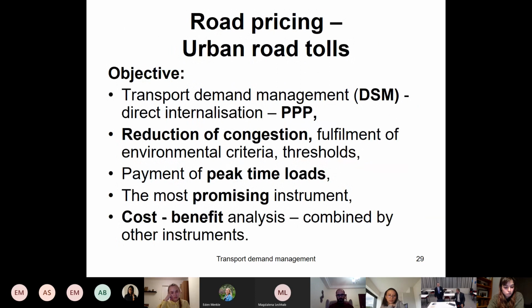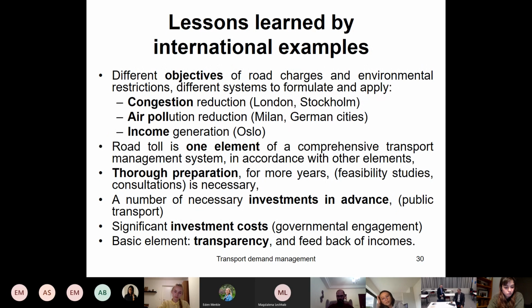This is the road pricing, as Zoltán mentioned already. This is another very important and even more promising solution or method regarding the management, and also the PPP, the polluter pays principle, so paying more or less partly the external cost. Control, reduction of congestion, payment for peak time loads, and in the background, of course, a cost-benefit analysis is necessary at the introduction of such measures. So there are different policies, different solutions. Here we mention them only briefly.